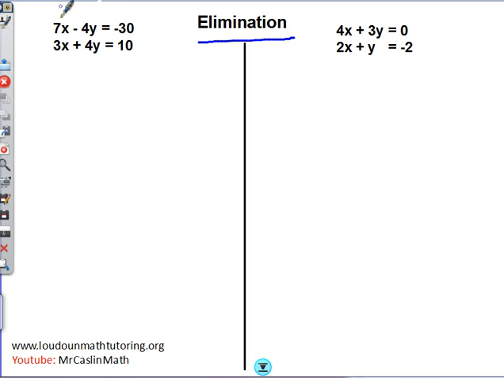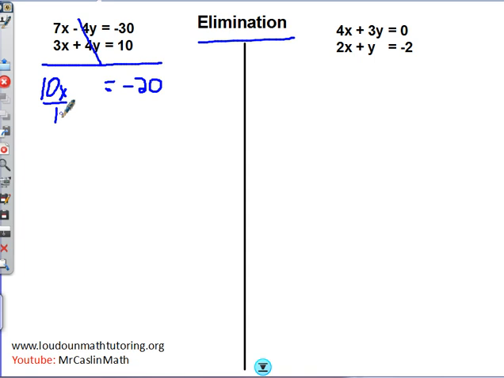Now, when you're doing elimination, you want your equations in standard form: ax plus by is equal to c. Because we're using this concept that you're allowed to add two equations together. In this first problem, just add down. 7x plus 3x is equal to 10x. Negative 4y plus 4y, those are opposites. When you add opposites, you get 0. You don't even have to write 0 down here. And then negative 30 plus 10 is negative 20.